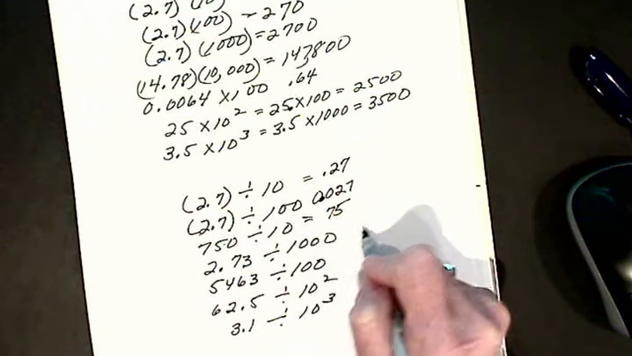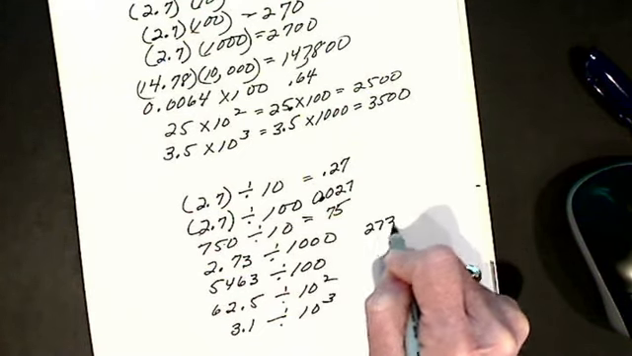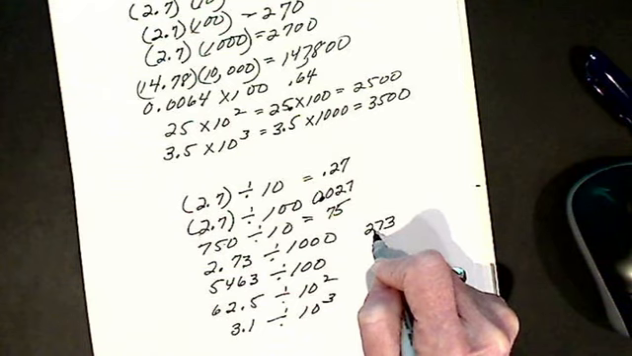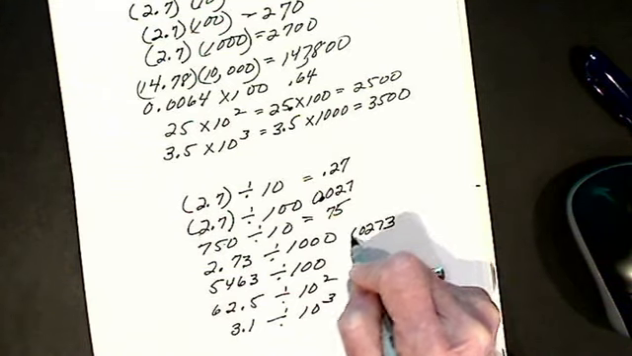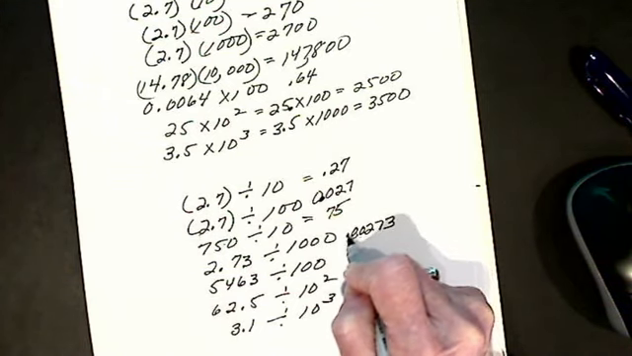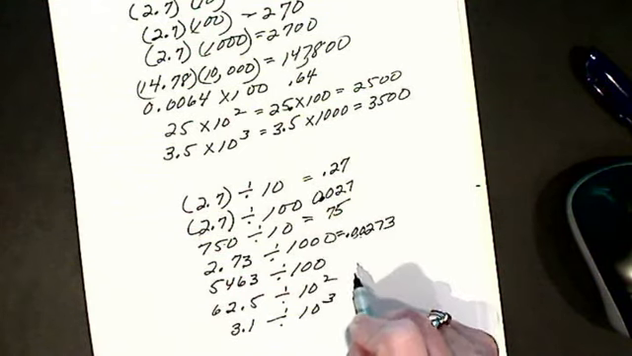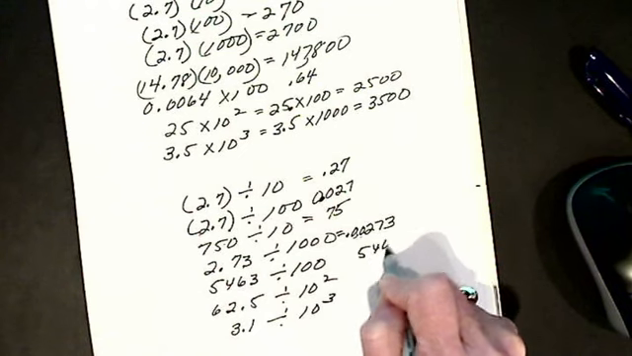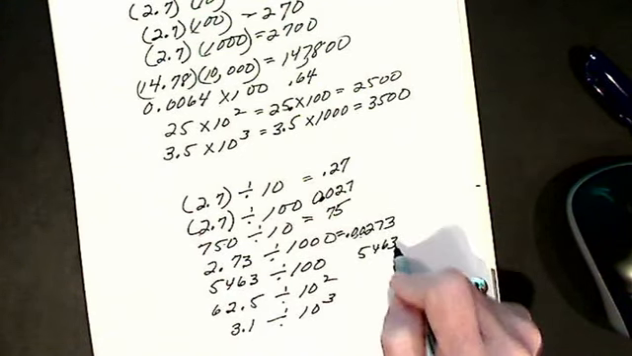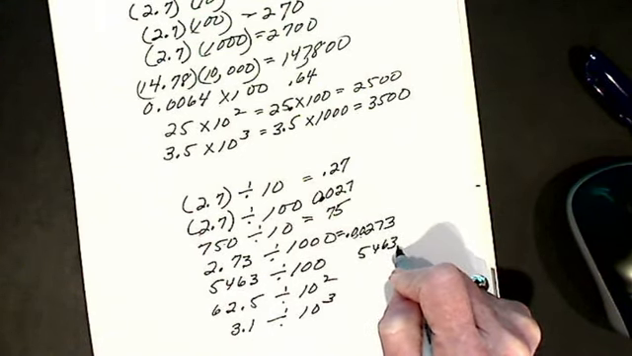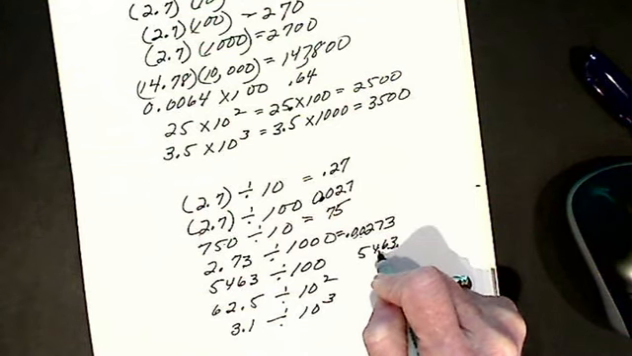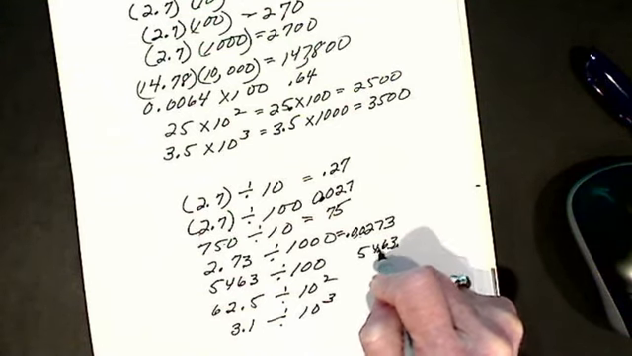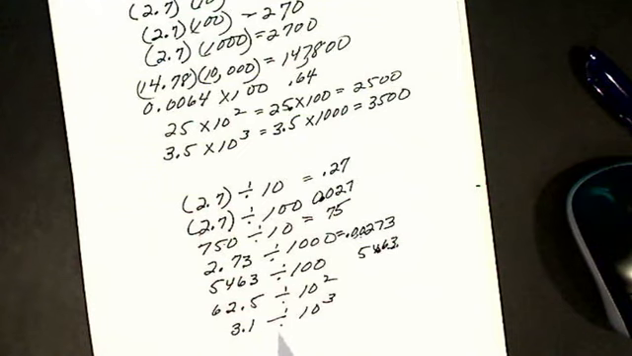Divide by 1,000. So I have 273. Here's my decimal point. I got to move it 3. So it's 1, 2, 3. I divide by 100. I have 5, 4, 6, 3. I have to know that every whole number has a decimal point at the end. So I move it 2. So it's got to be 54.63.